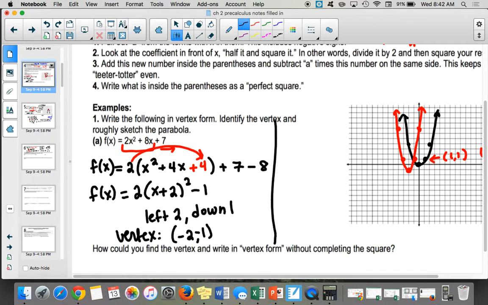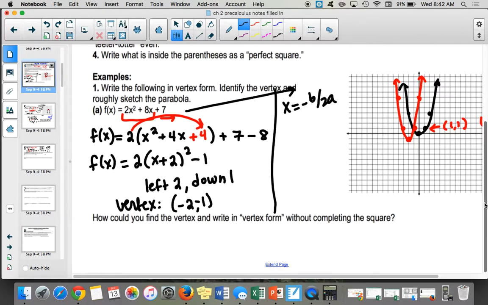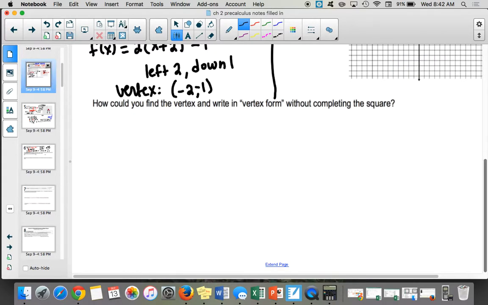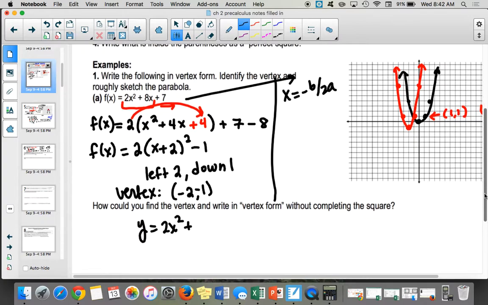So if you don't want to complete the square, just take this function and do x equals negative b over 2a. Oh, I did. It says, how could you find the vertex and write in vertex form without completing the square? I did do that. I knew I'd put that somewhere. So let's say y equals 2x squared plus 8x plus 7.